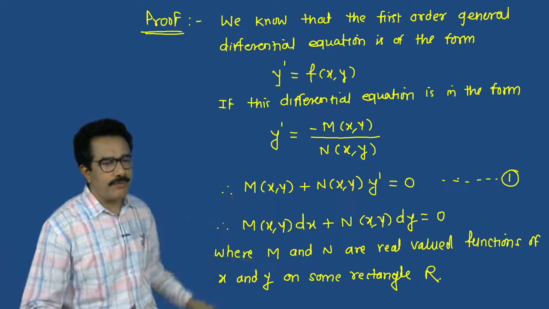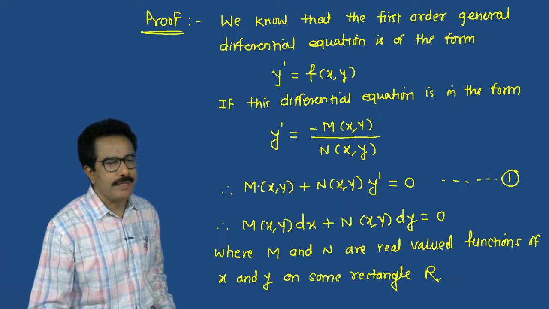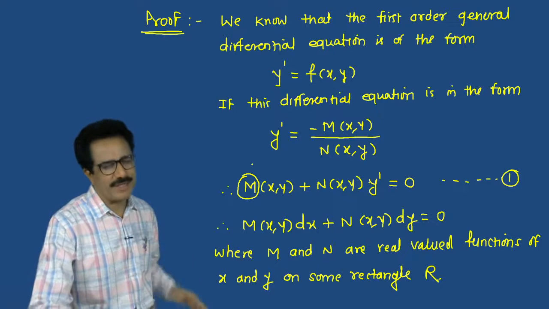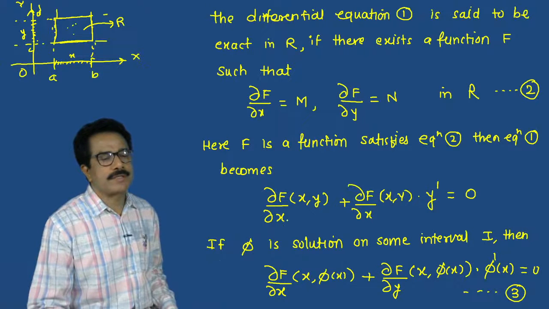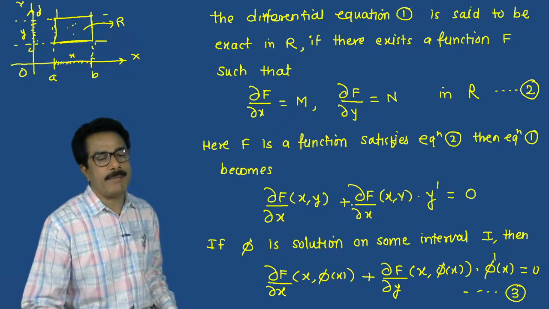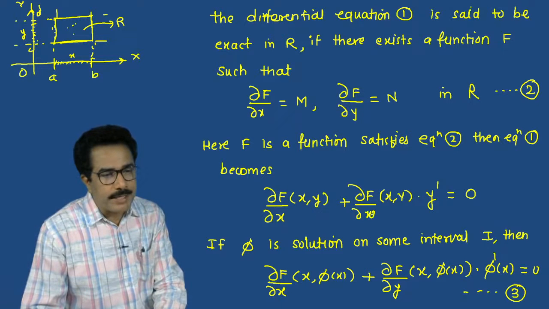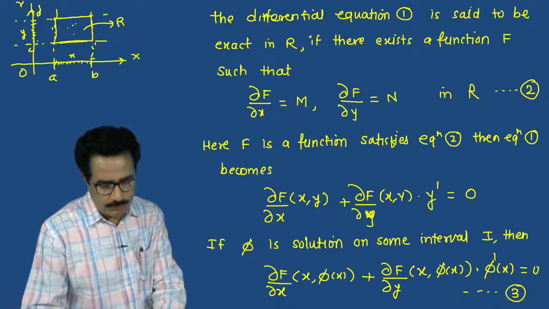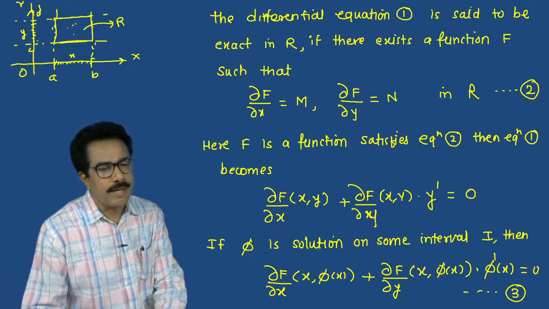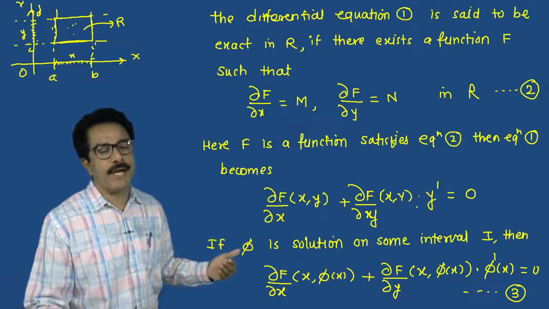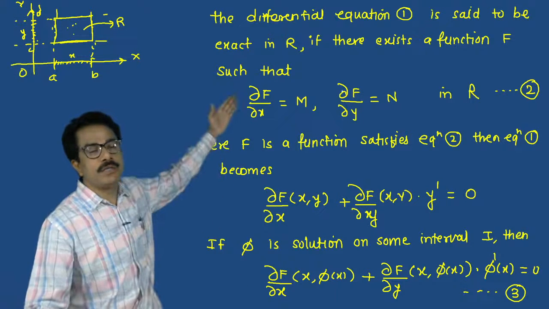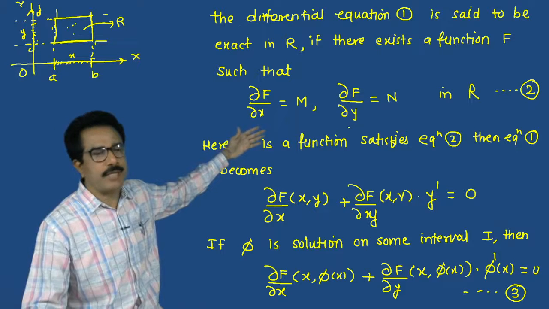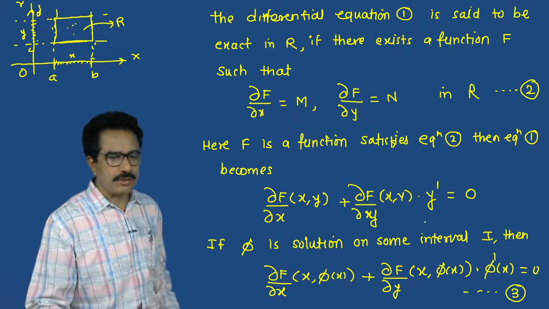So put this value of M. We can put the value of M of x comma y as dou f by dou x, so we get dou f by dou x of x comma y plus dou f by dou y of x comma y into y dash, because N is considered as dou f by dou y according to the definition of exact, is equal to 0.